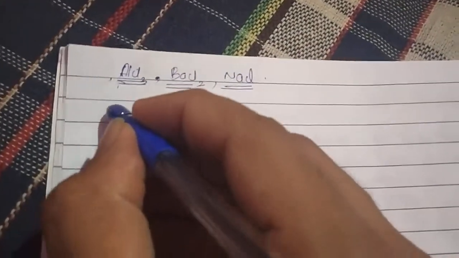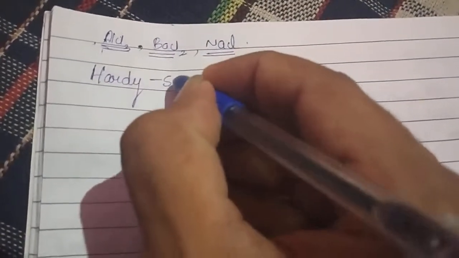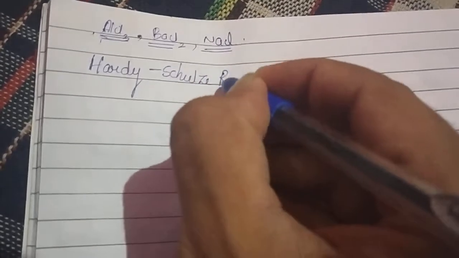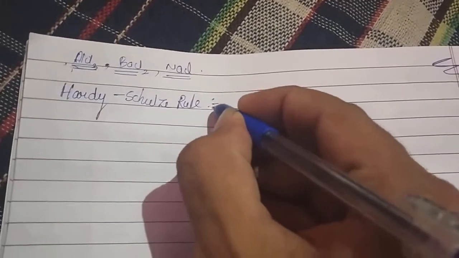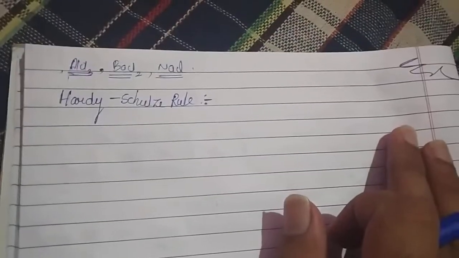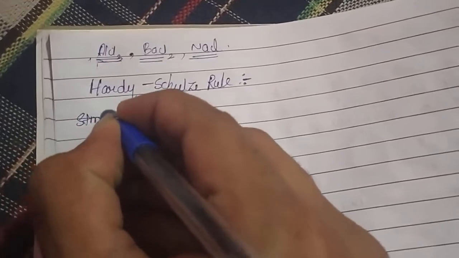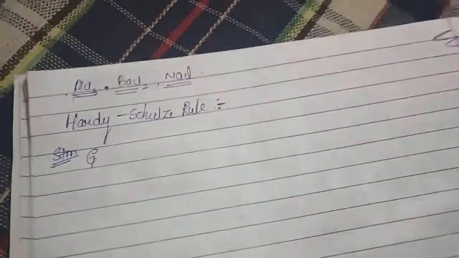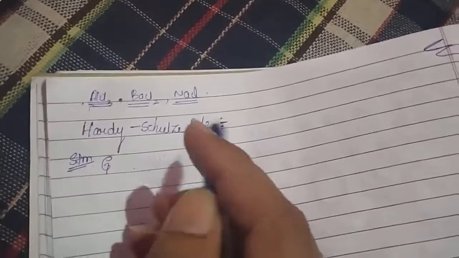So in order to answer this, a rule was proposed which is called the Hardy-Schulze Rule. First and foremost, let us understand what this rule states. It gives us a statement, a very important statement. Whenever you have been asked to write the statement, you should never use your own words, because it is a statement given by a scientist. So you have to use the same words.